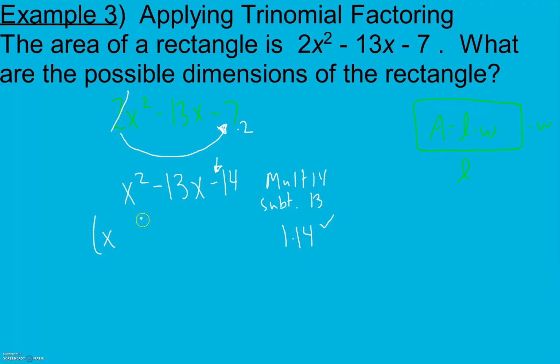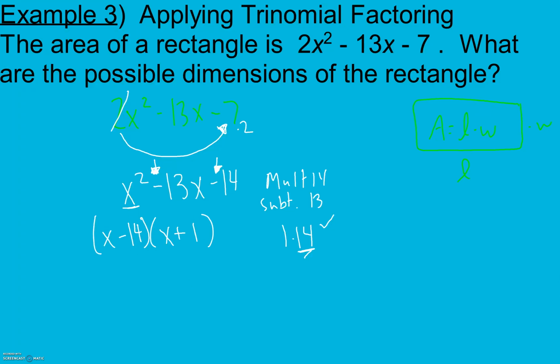So when I set up my framework here, to multiply to x squared is x and x. Since I found the difference here, I need different signs. And the sign in the middle tells me my bigger number is going to be negative.